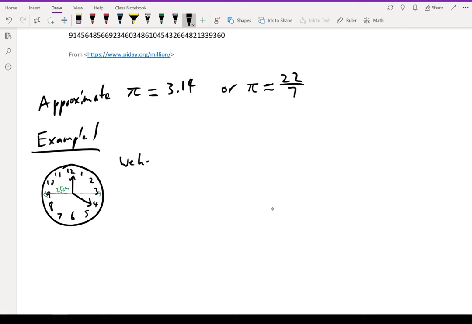Okay, so let me write this down in words. We have a clock with a diameter of 25 centimeters. And then find the circumference.